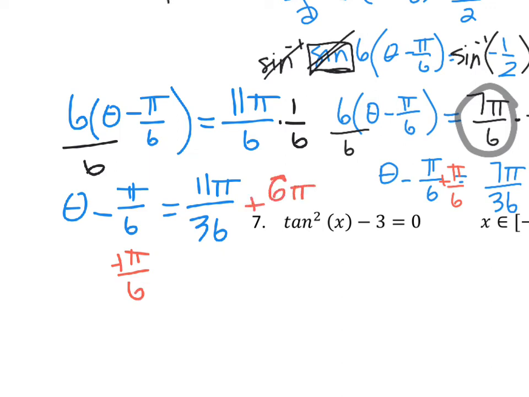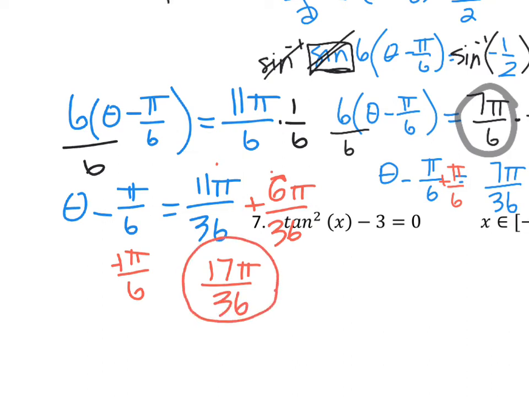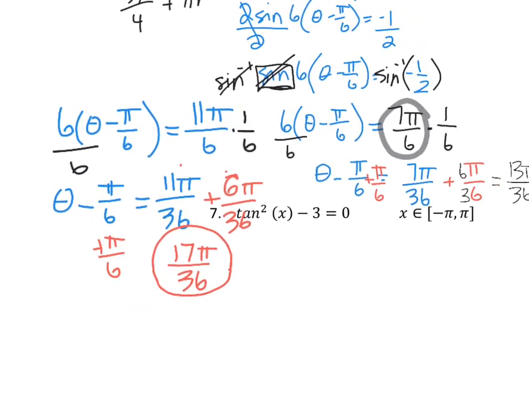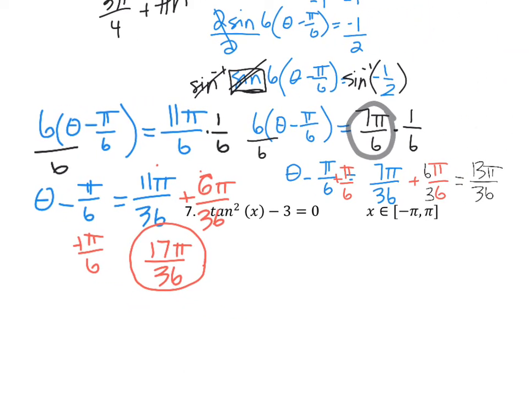So 6 pi over 36, 11 plus 6 is 17 pi over 36. So this is the second spot on your unit circle that will make that a true statement. 13 pi over 36 and 17 pi over 36.